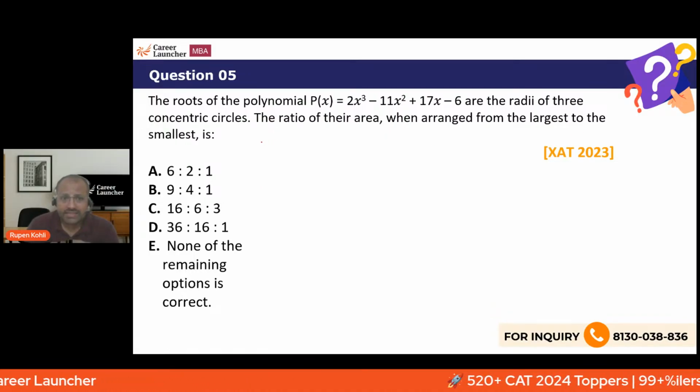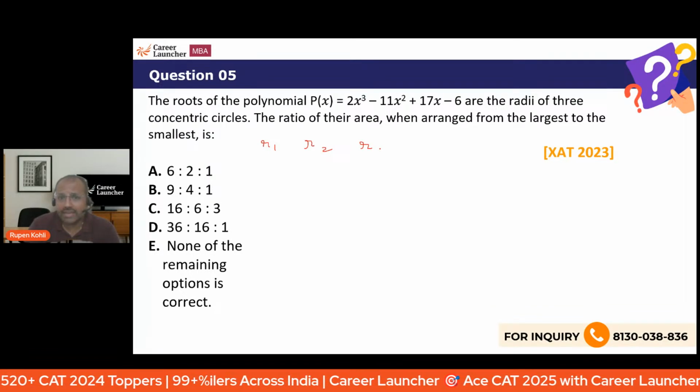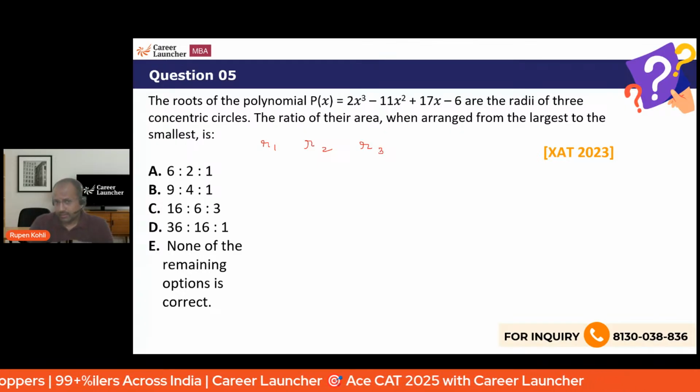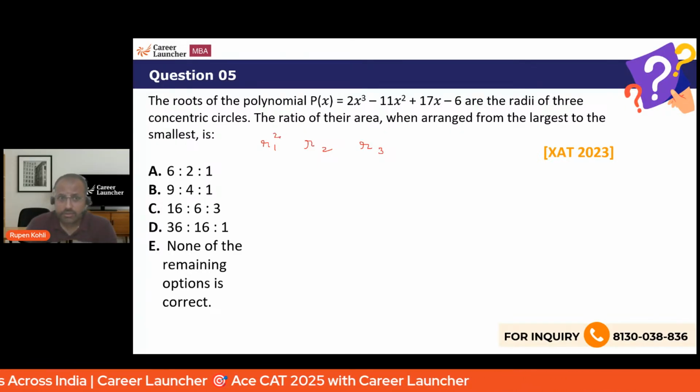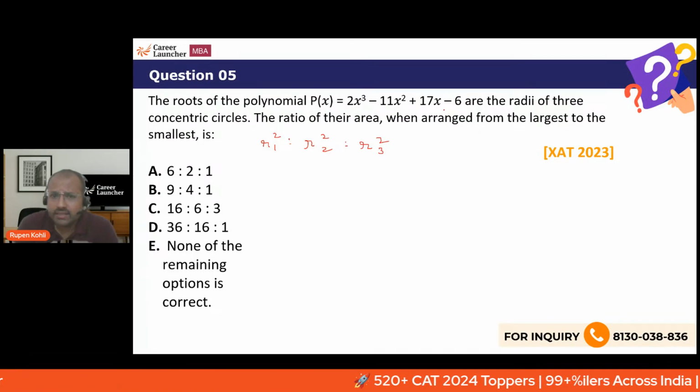So let's say r1, r2, r3 are the roots of this equation. They are the radii. So the ratio that we have to talk about is the ratio of the area. We know the area of a circle is pi r square. So the ratio that we have to find is r1 square is to r2 square is to r3 square. Okay, so we have to just attack this polynomial, isn't it? We have to find its roots.